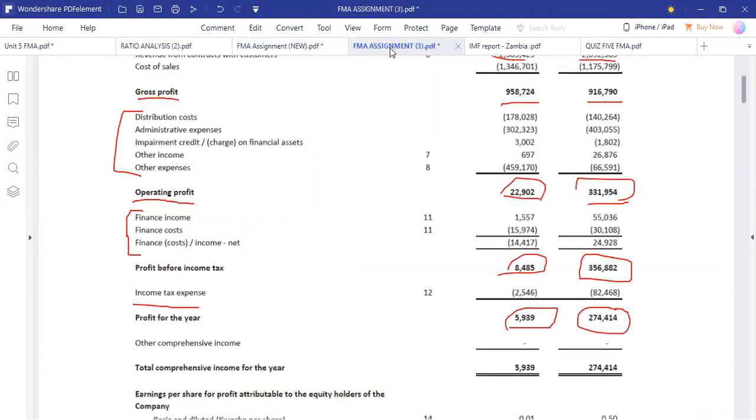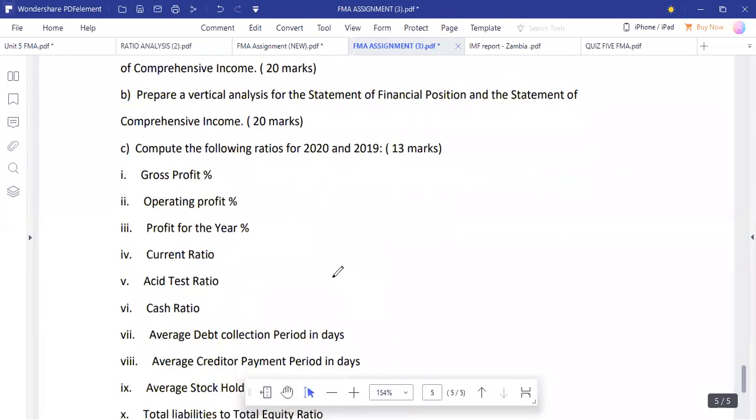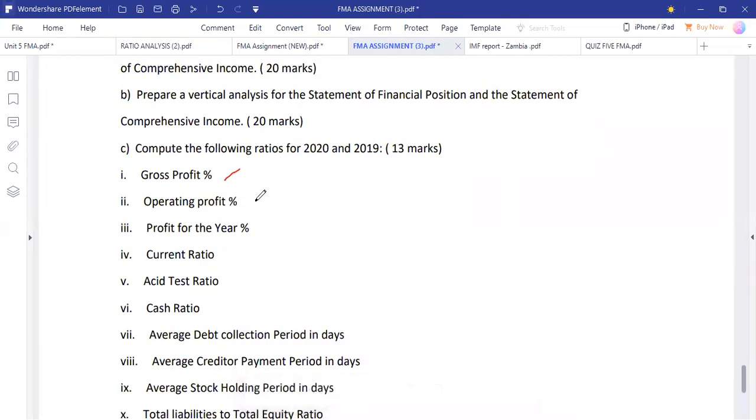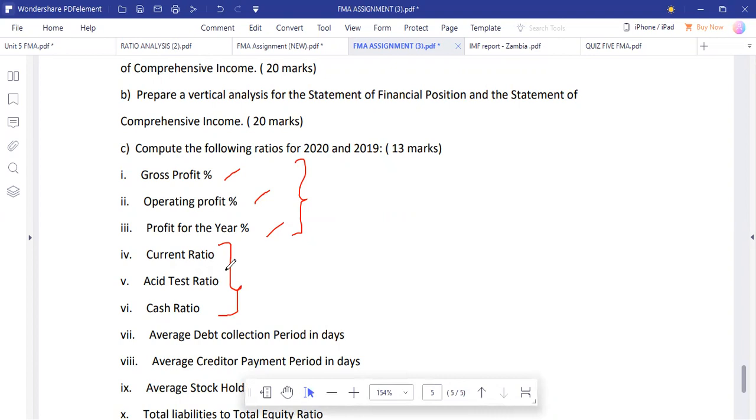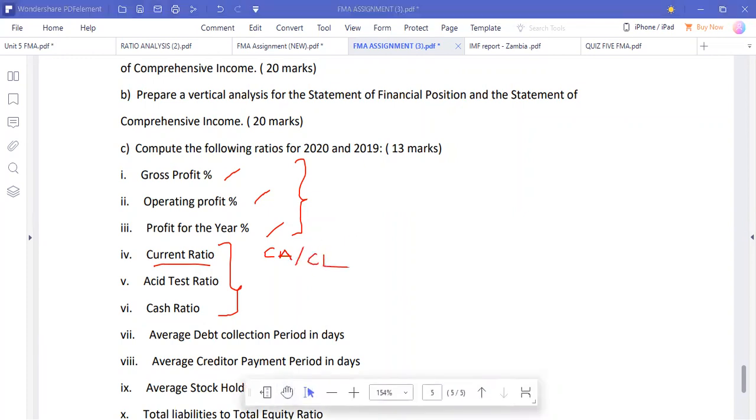So the examiner was very succinct in asking you the actual ratios that they wanted you to do. They asked you to find the gross profit percentage, the operating profit percentage, and the profit for the year. These fall under what we call profitability ratios. There are a number of ratios, but the examiner will ask you which ones to calculate. Then what are these three ratios called? They're called liquidity ratios. The liquidity ratios give you the picture of the solvency of the firm. There's the current ratio, which is simply given by the current assets divided by current liabilities. Okay?